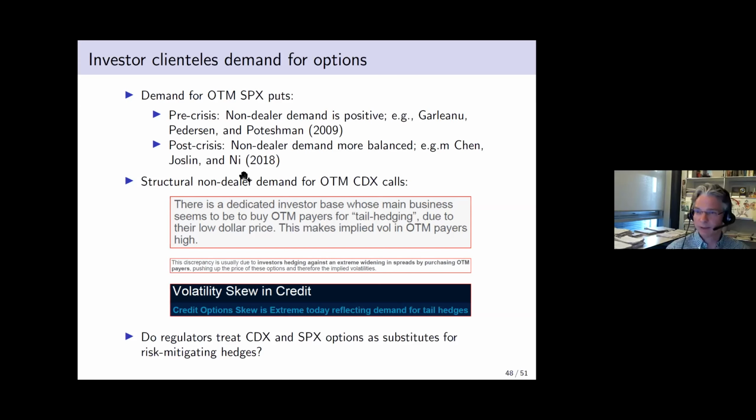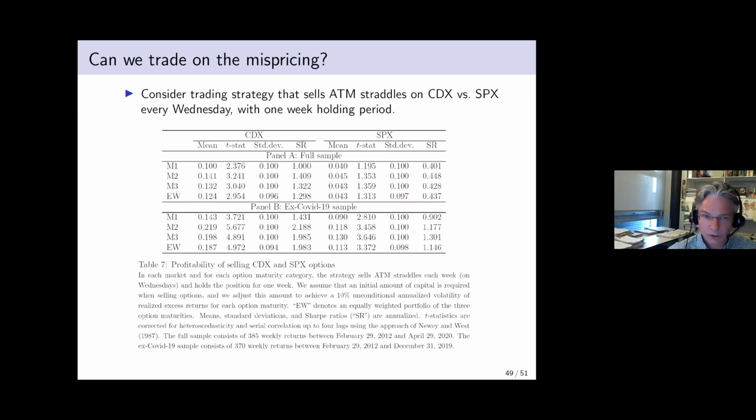And that would also line up with the fact that the volume on these options has picked up a lot after the great financial crisis. Consistent with the fact that CDX swaptions seem overpriced, if we just implement a very simple strategy of selling volatility by selling at-the-money straddles on CDX versus SPX, we find a much, much higher Sharpe ratio, statistically significantly higher, on selling vol through the CDX than through the SPX.